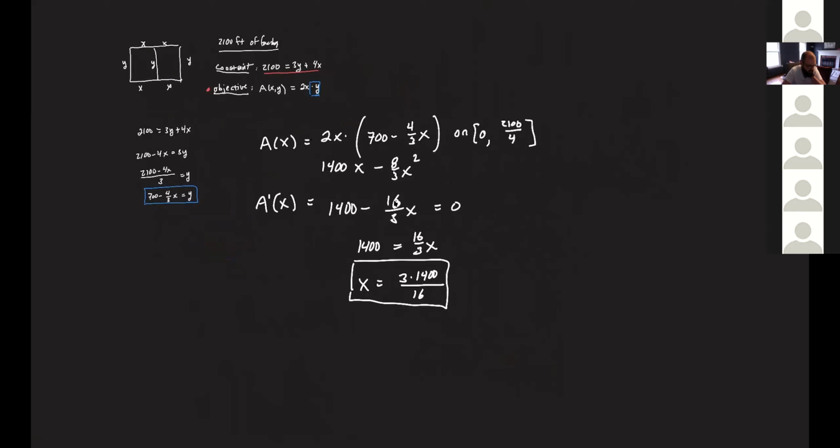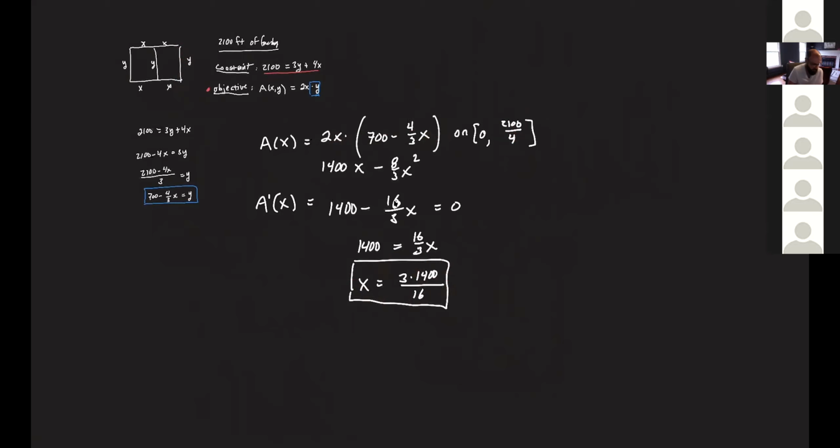So really quickly, if I plug in 0 into this area, I'm going to get 0. That sort of makes sense: if I have no width here, then I'm going to have a 0 area. Similarly, if I put all my fencing on my x's, I'll have no width, and if I put all my fencing on my y's, I'll have no length. So in either case, if I plug in 0 or 2100 over 4, I'm going to get 0 here. And so my one critical point is this one right here.